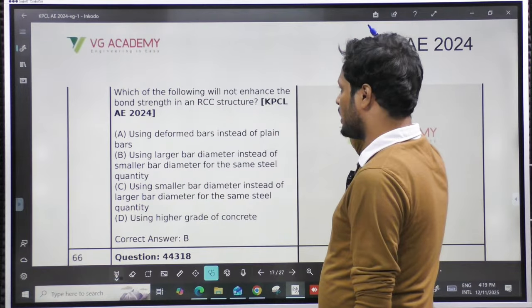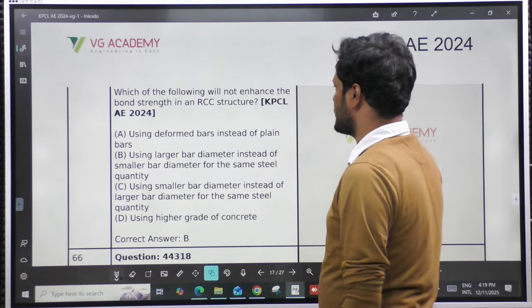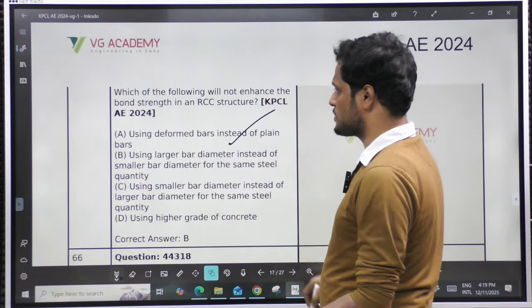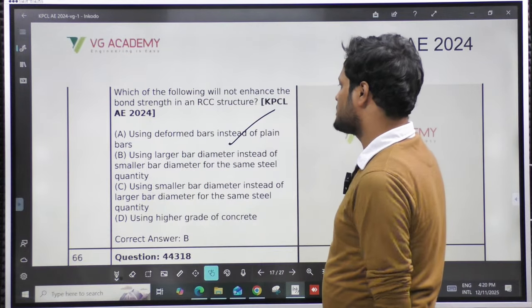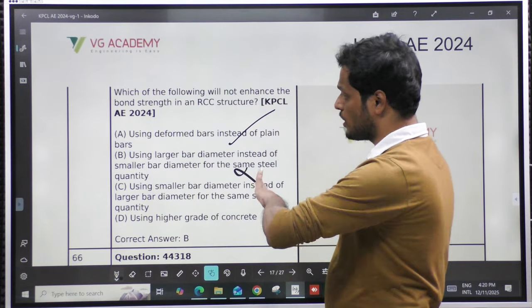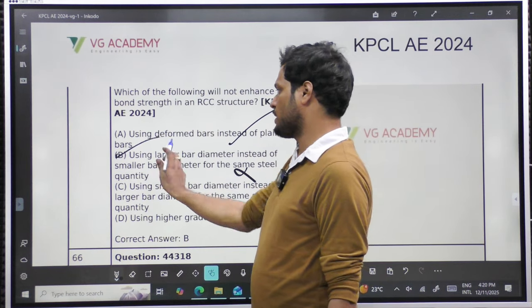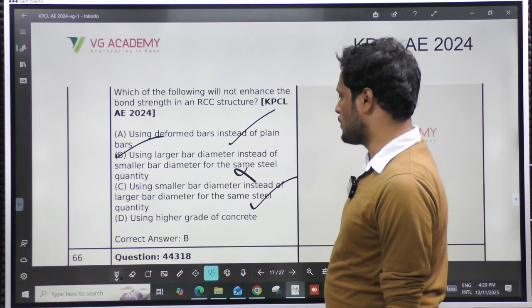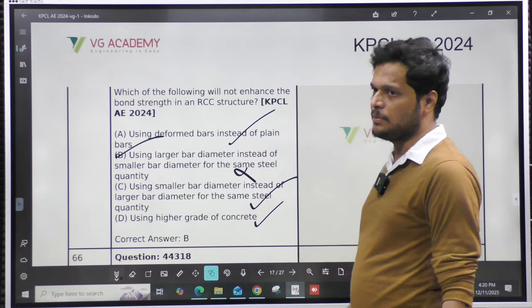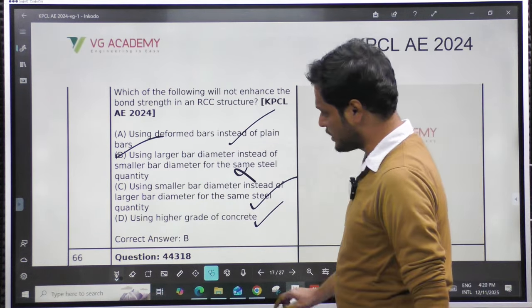Which of the following will not enhance the bond strength in RCC? Using deformed bars will increase it by 60%. Using more number of small diameter bars will increase the contact area and increase the bond. Using large diameter is incorrect. Using higher grade will also increase the bond strength because tau BD increases with grade of concrete.